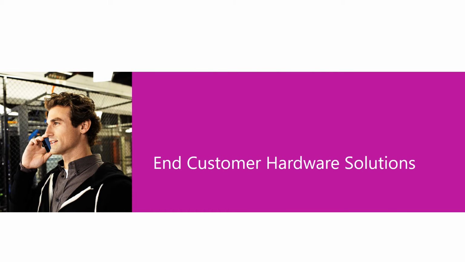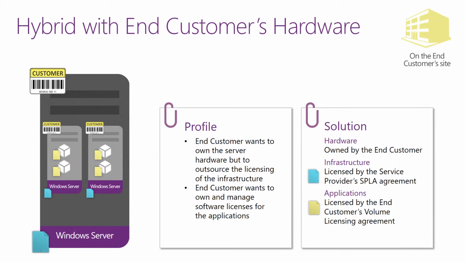So in this first section, we're going to look at some scenarios where the end customer owns the hardware, and we'll see what solutions a service provider can offer to provide software services through their SPLA agreement to the end customer. In our first example, the end customer wants to own the server hardware and to outsource the licensing of the infrastructure, but to own and manage the software licenses for the applications. And this is what the solution looks like.